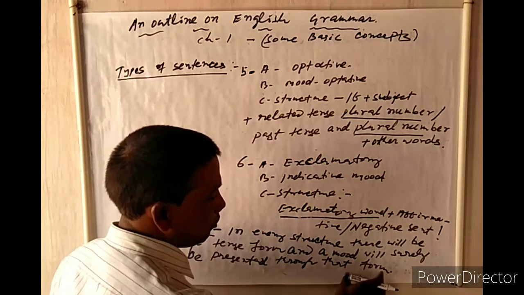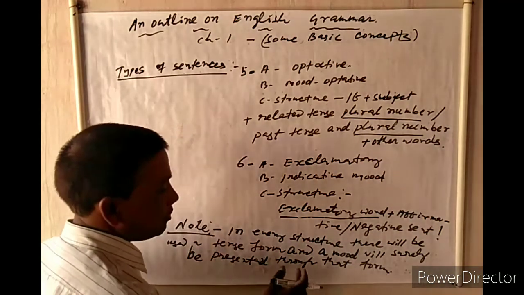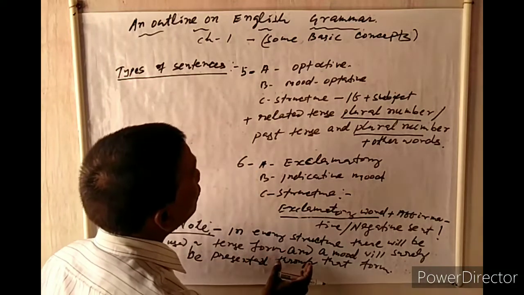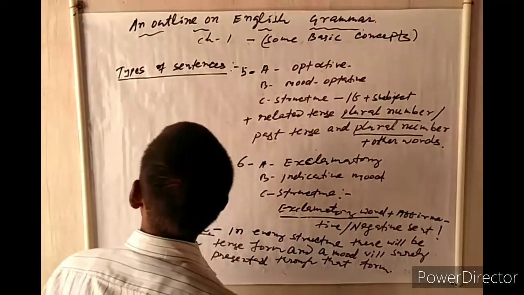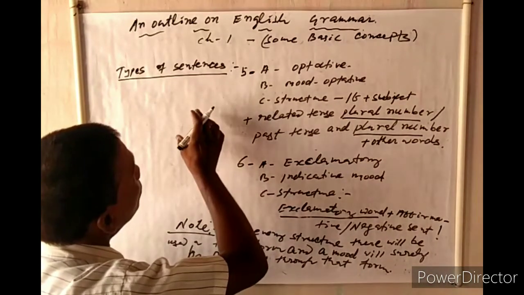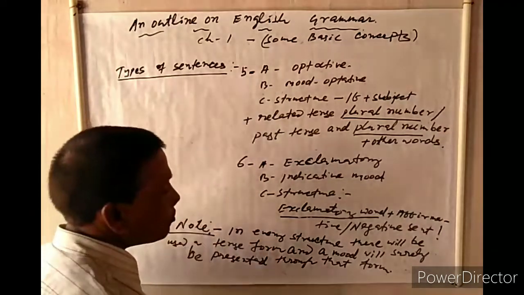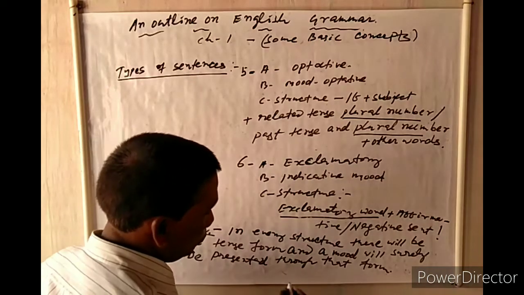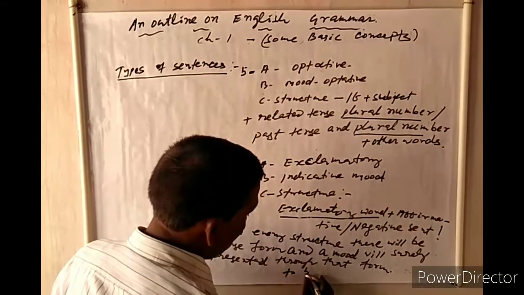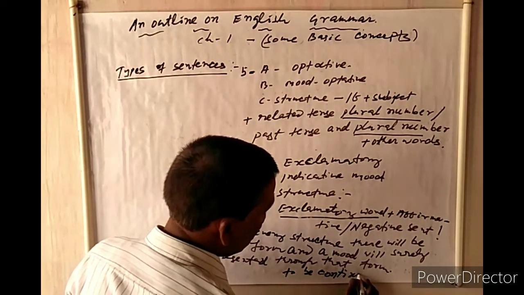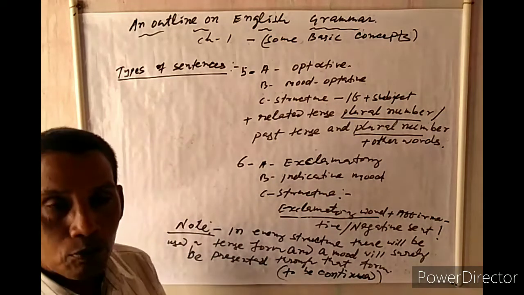Okay, that is it for today's class. In our next classes, we will be discussing, as I have said, we are still in chapter number 1, the basic concepts. Today we dealt with point number 5, types of sentences. The series, chapter 1, some basic concepts, is to be continued. So let us stop today's class.